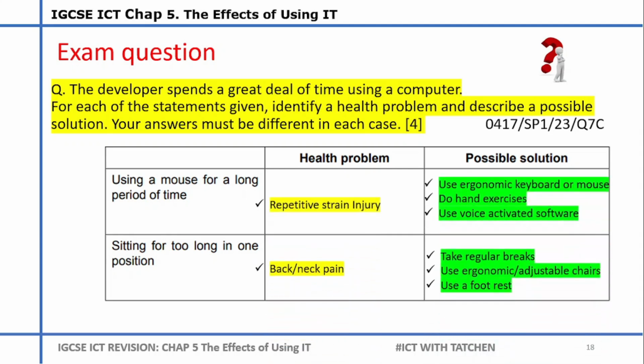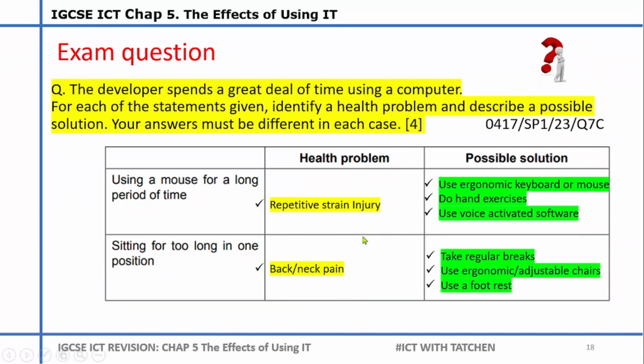So just think about it. We looked at repetitive strain injury. So you could use an ergonomic keyboard or mouse. You can do hand exercises. You can use voice activated software. That software is where you just speak and it types for you, but you need to be really clear in your speech for it to understand. And the next thing, sitting for too long in one position, the possible health problem could be back or neck pain. So you should take regular breaks, use ergonomic or adjustable chairs, use a footrest. So it is as simple as this for 4 marks.